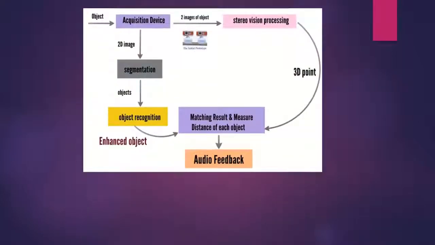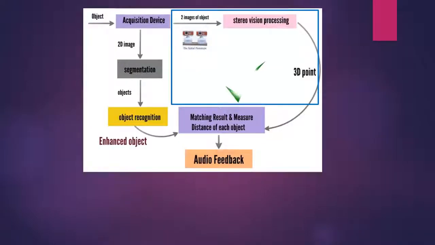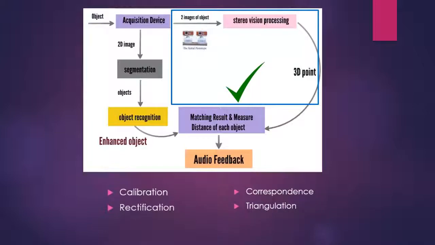In the previous 4 steps, we were talking about the first way of our project, which is called the stereo vision system, in order to get 3D points.